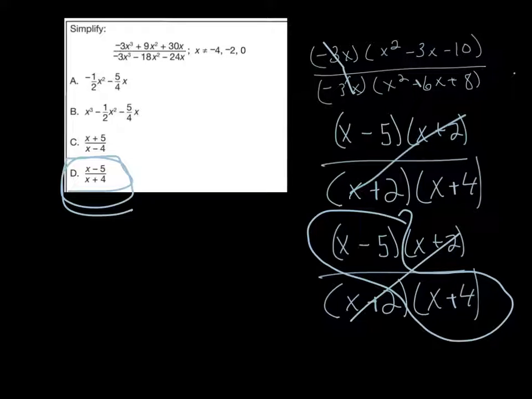And again, if you're struggling with factoring, use the clues in the answers that you're given, as well as if you factor the numerator and you're struggling with the denominator, chances are one of those terms is going to be in the numerator and the denominator as you start to factor.